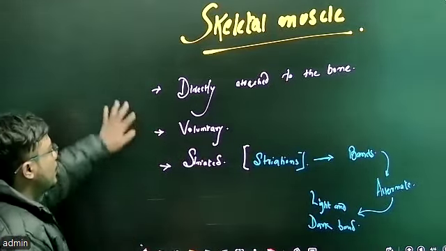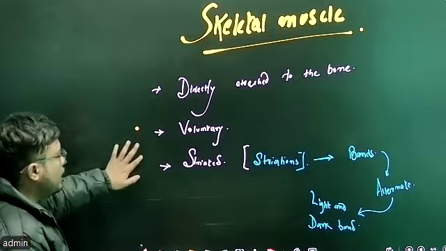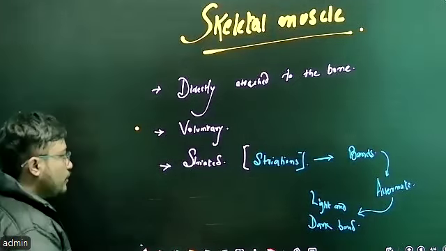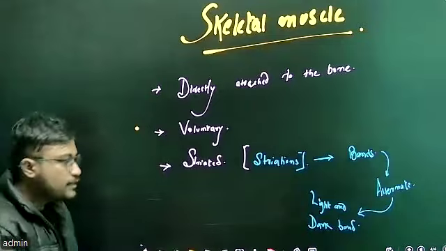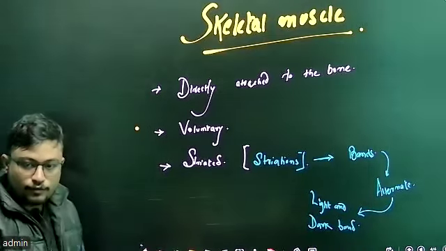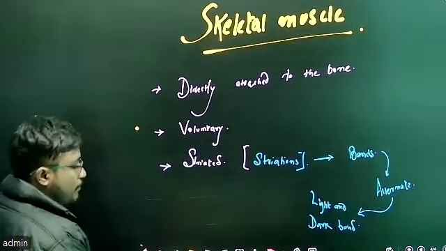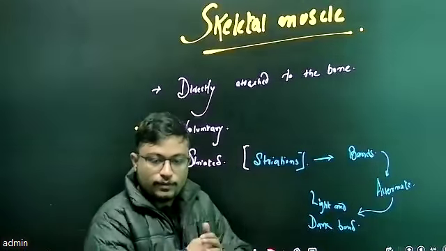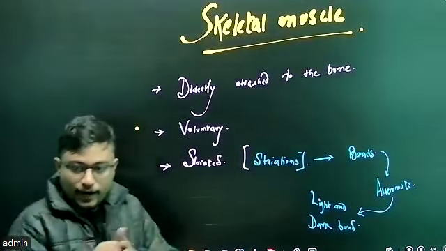So these are directly attached to the bone. These are voluntary. They are striated. Why are they called striated? Because they have striations. These striations are in the form of bands, and these bands are alternate: light band, dark band, light band, dark band.